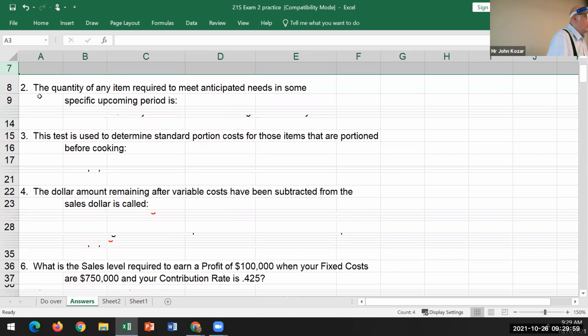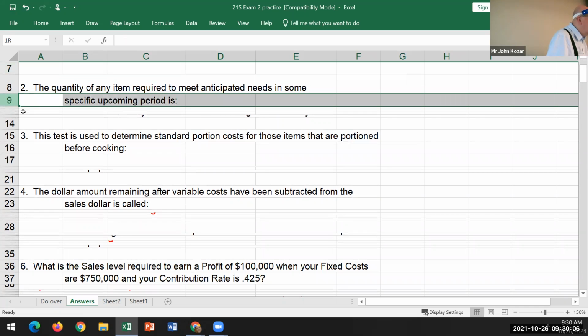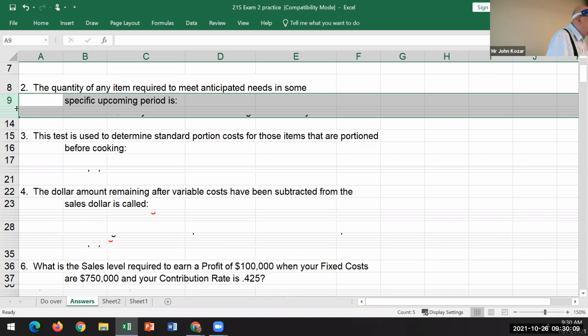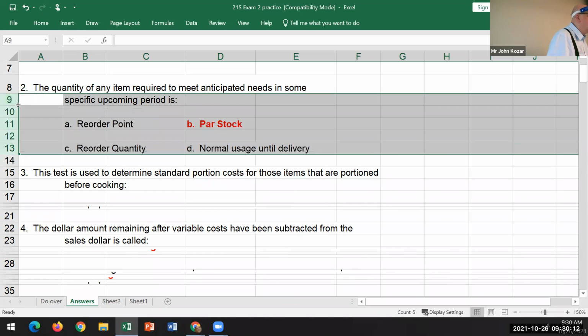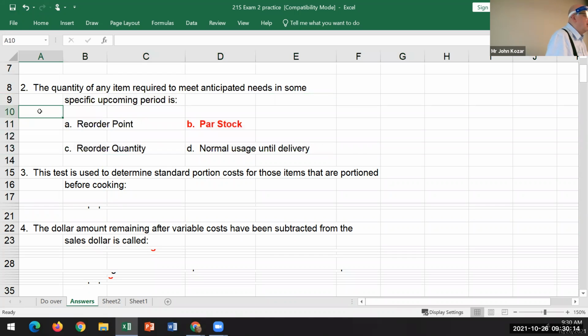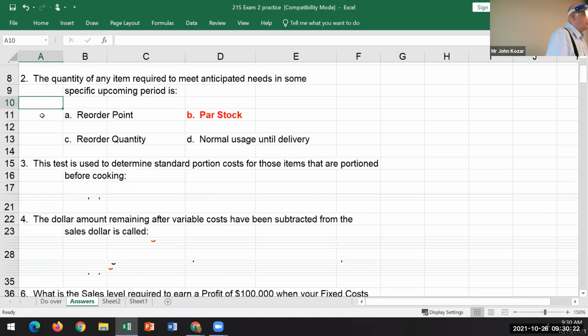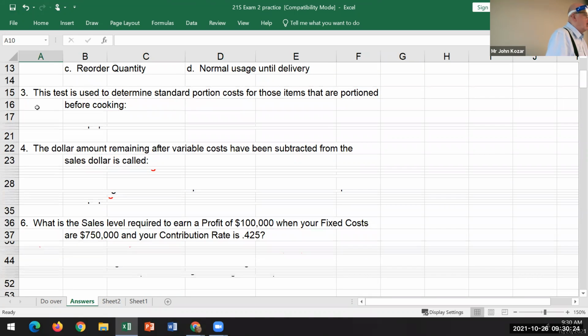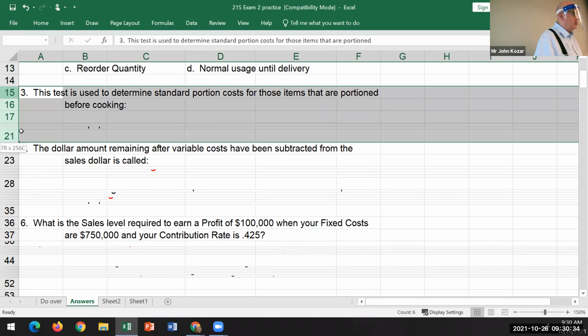Quantity of any item required to meet anticipated needs in some specific upcoming period. Pardon me? Car stock, it's one of those things that has more than one definition. Number 3, this test is used to determine standard portion costs for those items portioned before cooking. Butcher's test.